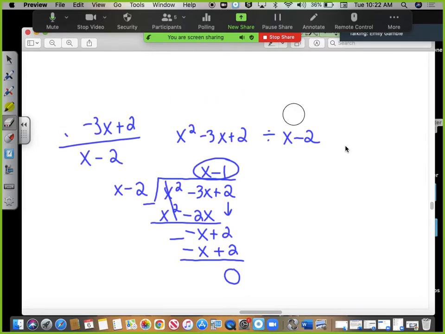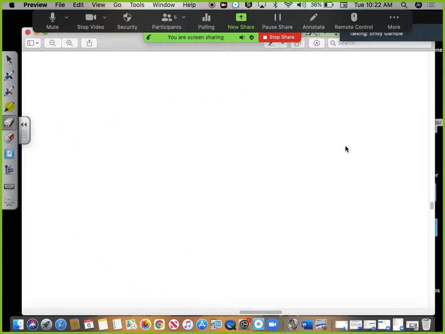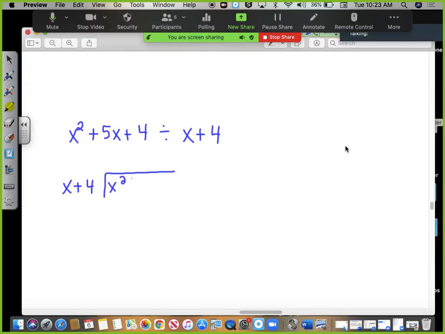So we're going to do another practice problem on our plain piece of paper. Let's try x squared plus 5x plus 4 divided by x plus 4. So we're going to set it up. We put the x plus 4 on the outside. We put the x squared plus 5x plus 4 on the inside.